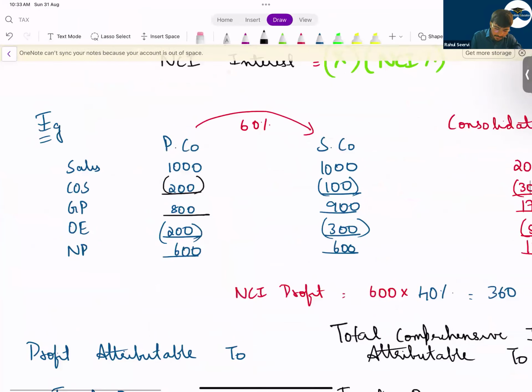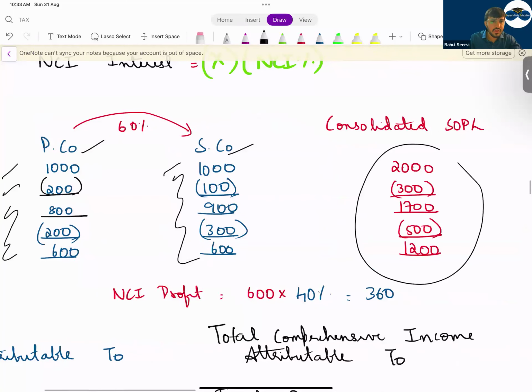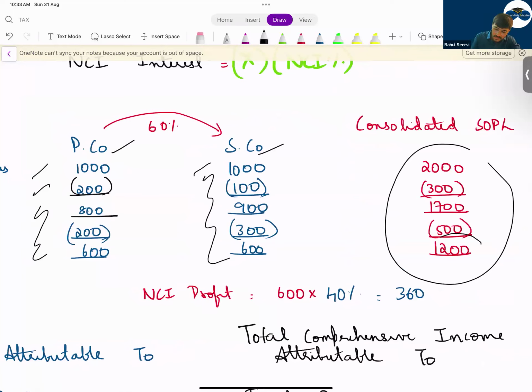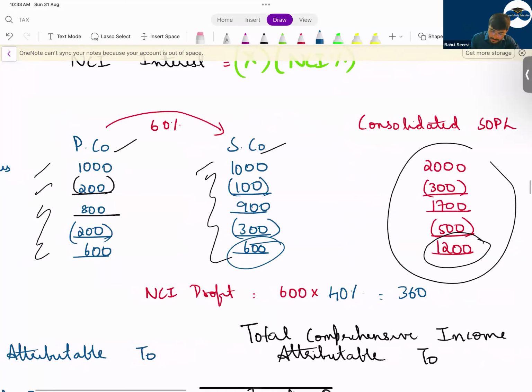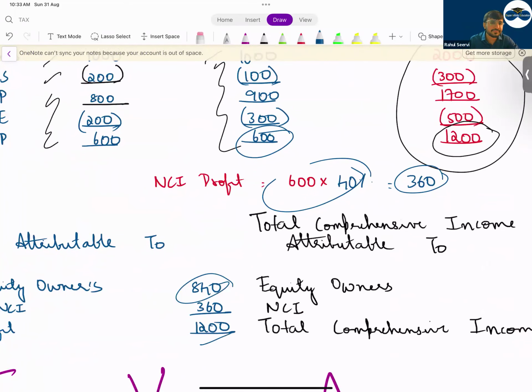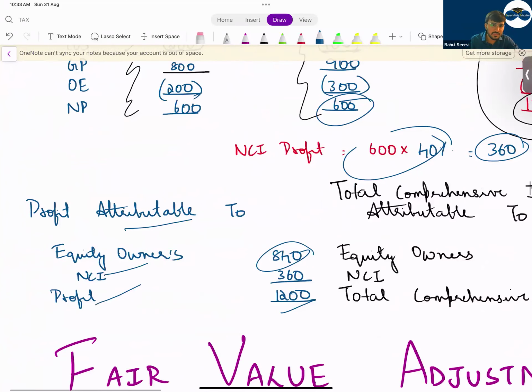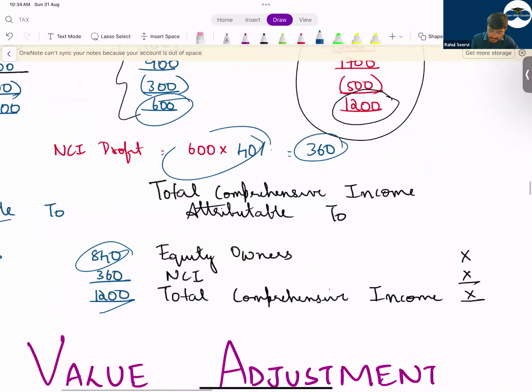See here now. Parent company, subsidiary company, the P&L is here. What we normally do is add each and everything. Yes, sir, we add it. No issue. Then out of this 1200 profit, can I say some profit belongs to NCI? Which profit belongs to NCI? Only the subsidiary's profit. So I'll take the subsidiary's 600 into 40 percent. That 360 belongs to NCI. Can I say the remaining 840 will belong to whom, sir? Parent. So you have to mention profit attributable to equity owners and NCI, and for total comprehensive income also you should do this.